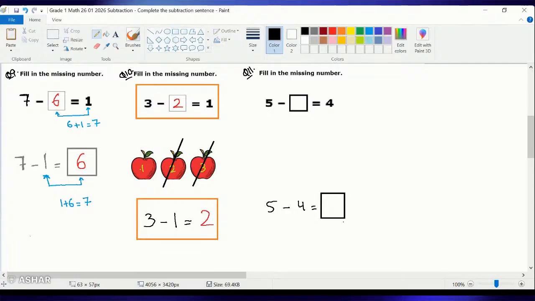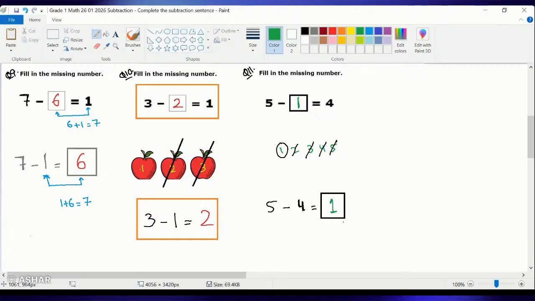5 minus 4 should be equal to, if we write down the 5 numbers, 1, 2, 3, 4, 5. And we are removing 4 numbers, right? 1, 2, 3, 4. We are left with 1. That means 5 minus 4 was 1. Yes, thank you, Harry boy. Then 5 minus 1 should be equal to 4. Yes, thank you, both of you.